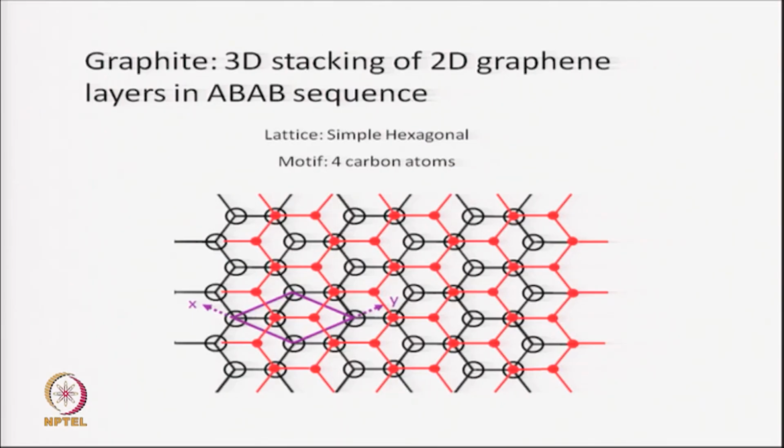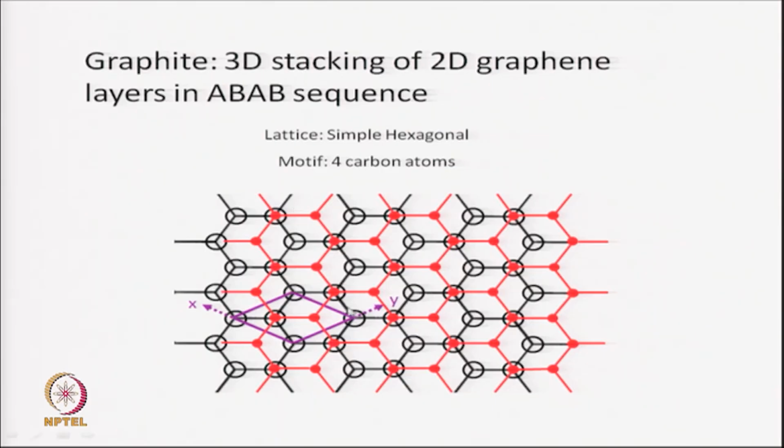Now, how do we describe this structure in terms of lattice and motif? I have given you the hint here. The lattice turns out to be simple hexagonal, and the motif will turn out to be 4 carbon atoms. Remember, in graphene itself we saw that there was a motif of 2 carbon atoms. So, in a given plane there are 2 non-equivalent atoms, so you get 2 carbon atoms per lattice point. And now, since the red layer is not equivalent to the black layer, that will also contribute 2 carbon atoms to each lattice point. So, you will get 4 atoms per lattice point.